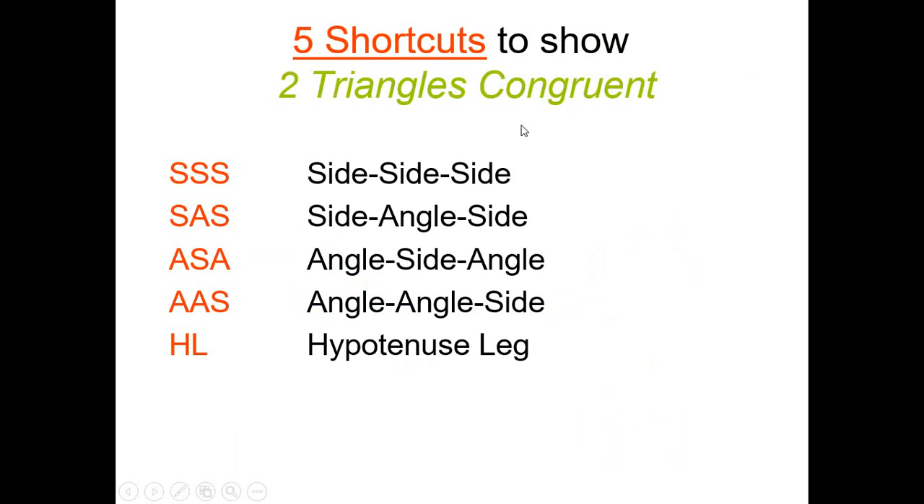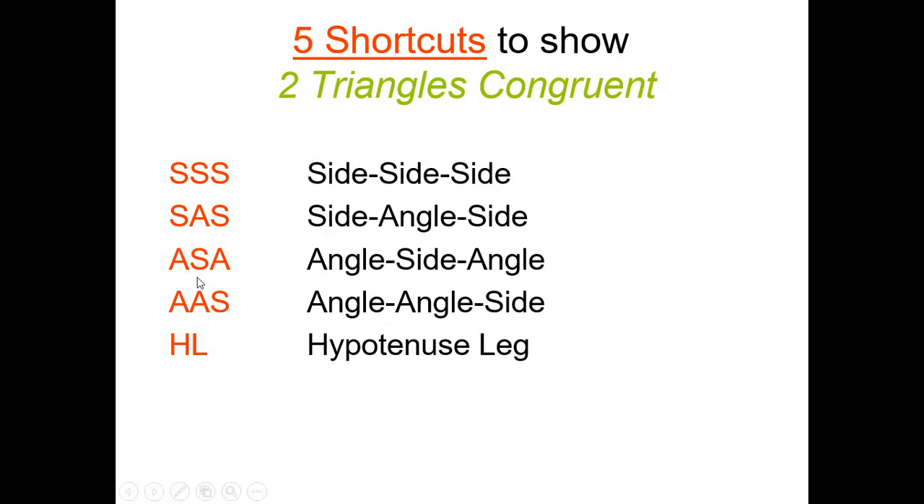There are 5 shortcuts to show that two triangles are congruent. Instead of proving that 6 parts in each triangle are congruent, we have these little shortcut theorems: side, side, side; side, angle, side; angle, side, angle; angle, angle, side; and hypotenuse leg. If all 3 sides in 2 different triangles are congruent, then the triangles are congruent. We don't have to show anything about the angles because side, side, side is enough. Side, angle, side: the angle in between is an included angle and shows that the two triangles are congruent.